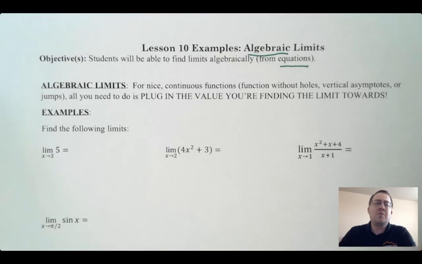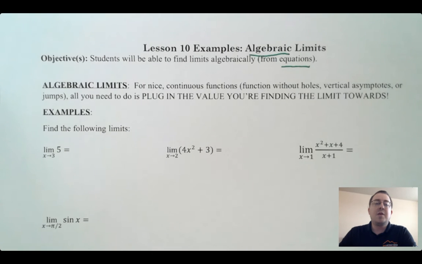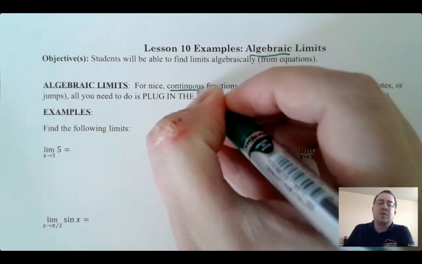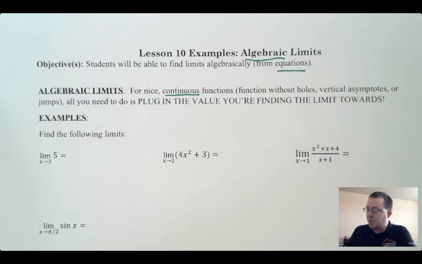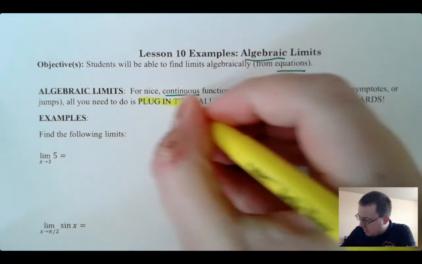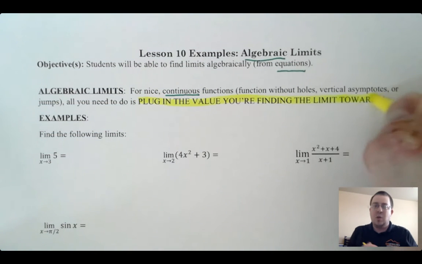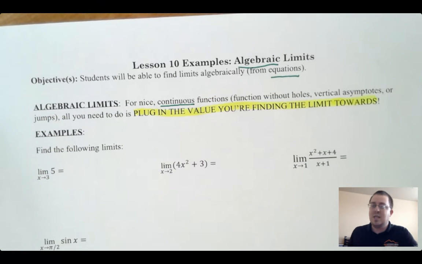Okay, so for algebraic limits, for a lot of fantastically nice functions, functions that we'll call continuous, that you'll hear about next year. Continuous functions don't have holes or vertical asymptotes or jumps like we saw in some of the graphs last time. They're just nice smooth curves that you can draw with your pencil without having to pick it up. All we have to do to find a limit algebraically is just plug in the value that you're finding the limit towards. So literally for most functions, that's all you have to do.